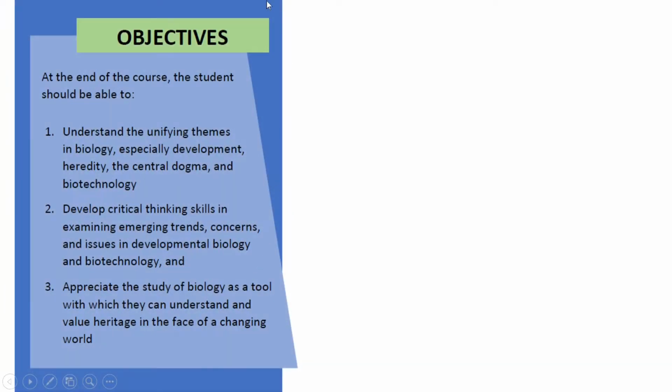Now, the objectives of our course: number one, for the students to be able to understand the unifying themes in biology, especially development, heredity, central dogma, and biotechnology. Second, for the students to develop critical thinking skills in examining emerging trends, concerns and issues in developmental biology and biotechnology. Finally, the third objective is to appreciate the study of biology as a tool with which they can understand and value heritage in the face of a changing world.